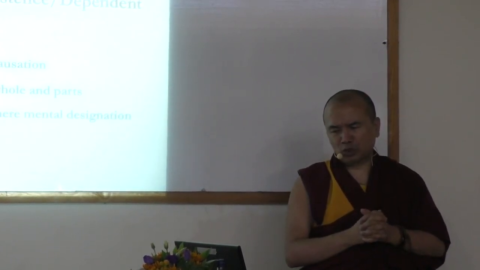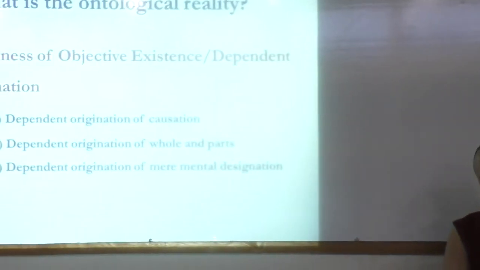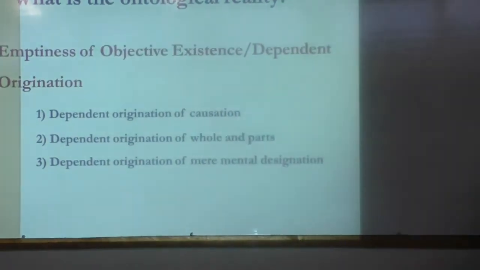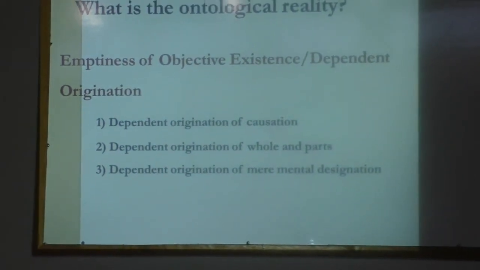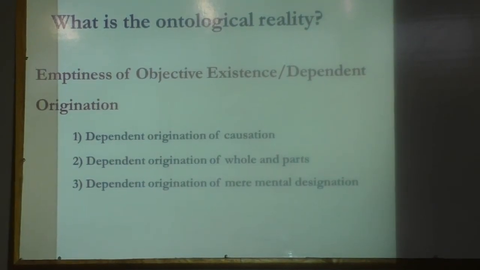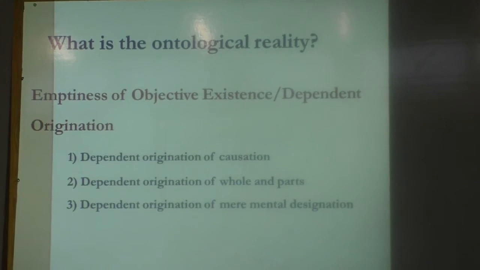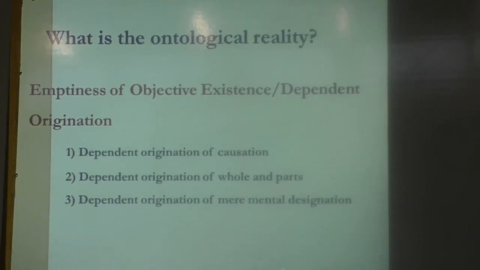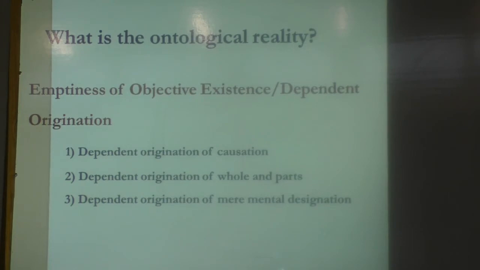This dependent origination concept should be understood on three levels: dependent origination of causation, dependent origination of whole and parts, and dependent origination of mere mental designation. The first one is how results come into being only by dependence on causes. Independent of causes, nothing really exists. If you understand number 3, it will give you goosebumps in your body.